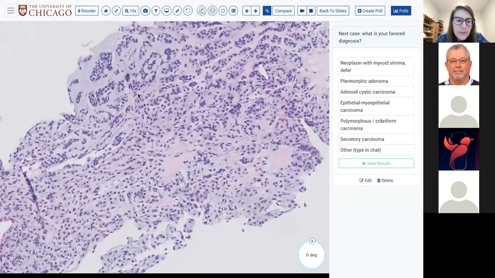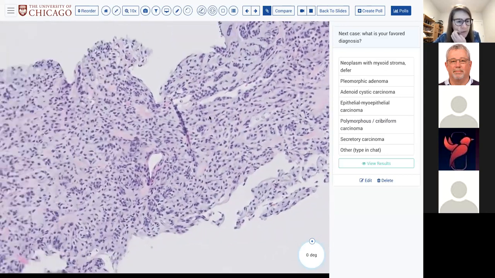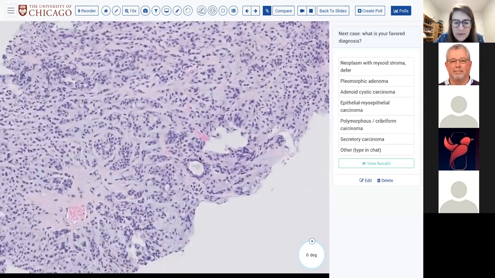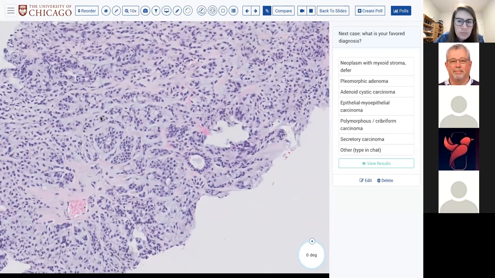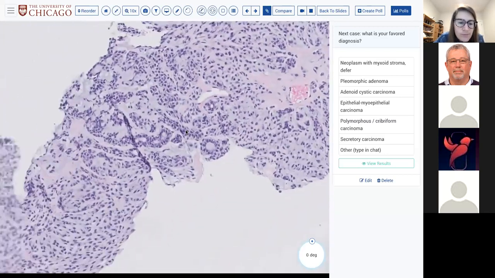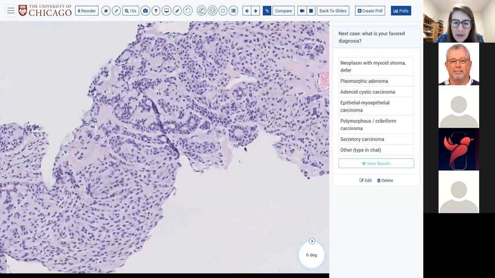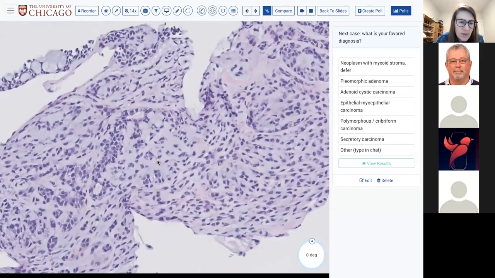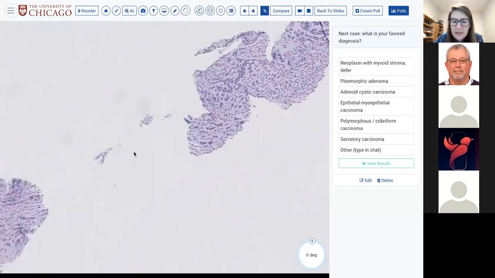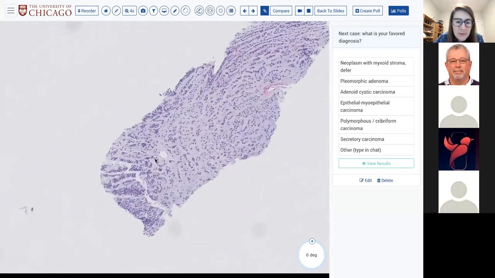It's a little bit hard for me at this point to tell whether this is monophasic or biphasic. Oh, there's maybe a duct right there. There's another sort of strand of ducts. There's a duct. Does anybody have any thoughts? Otherwise, I'll just move on to the immunostains, right?